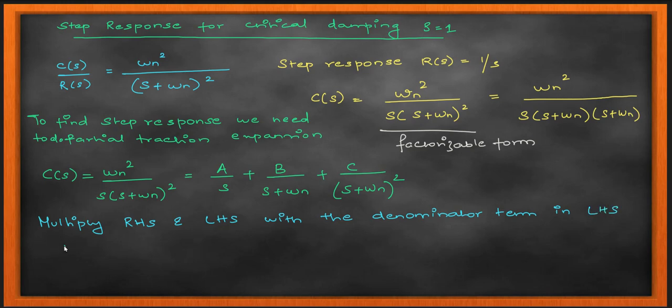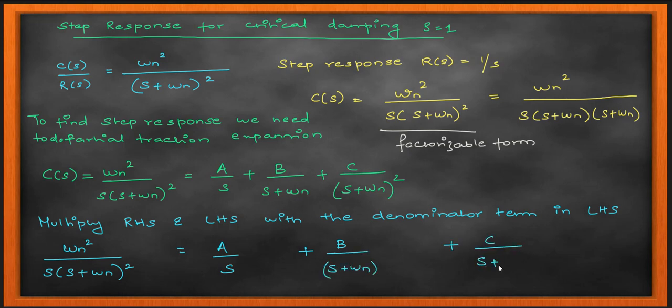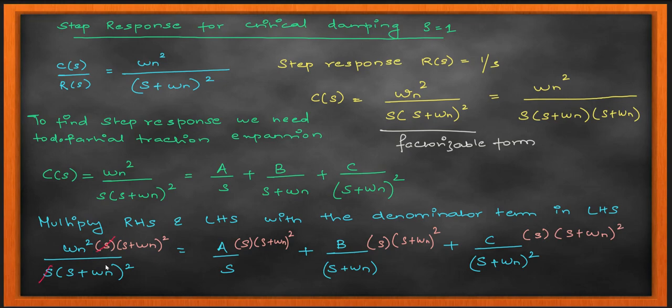Good. So now how do I simplify this partial fraction expansion to get my A, B, C? For that I follow the three steps. First of which is I multiply my RHS and LHS with the denominator in your LHS. So that is going to be S into (S plus omega n) the whole square. So when I do that, I'm going to have S into (S plus omega n) square multiplying all the fractions, and that's going to cancel out some of the terms as shown here.